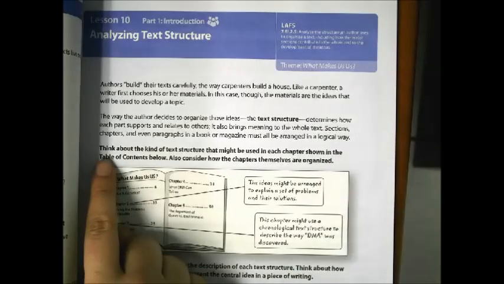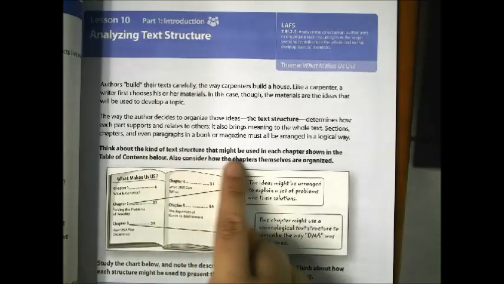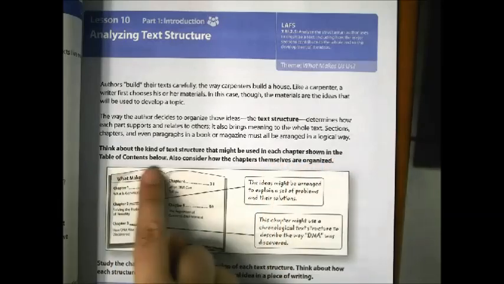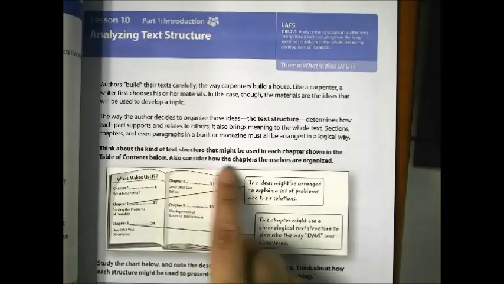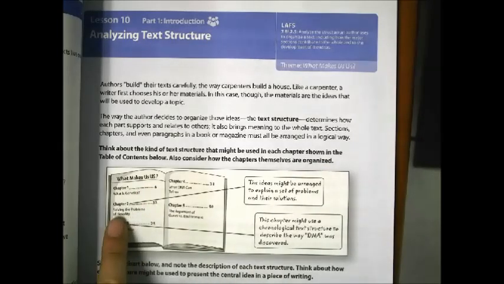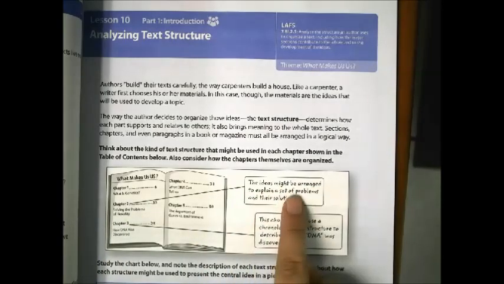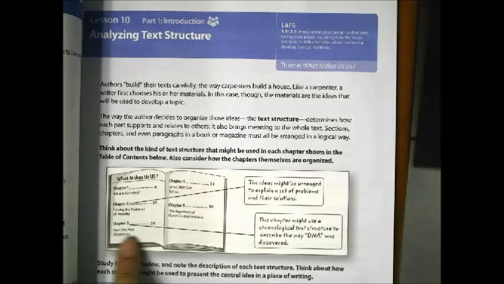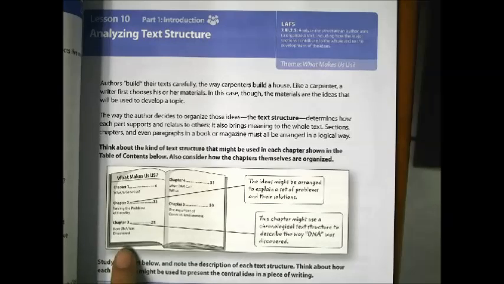So let's look at the bold text. It says, think about the kind of text structure that might be used in each chapter shown in the table of contents below. Also, consider how the chapters themselves are organized. So let's look at this. Here in chapter 2, it says solving the problems of heredity. Here, the ideas might be arranged to explain a set of problems and their solutions. In chapter 3, it says how DNA was discovered. Here, in this chapter, it might use chronological text structure to describe the way that DNA was discovered.